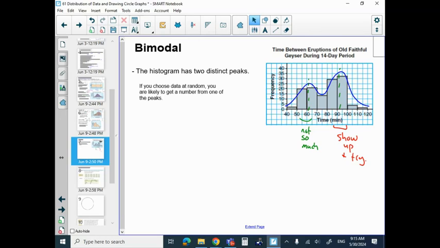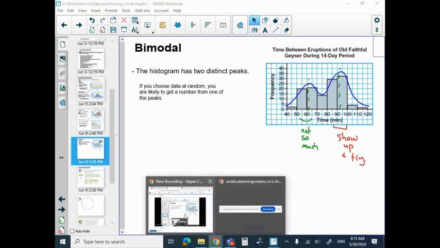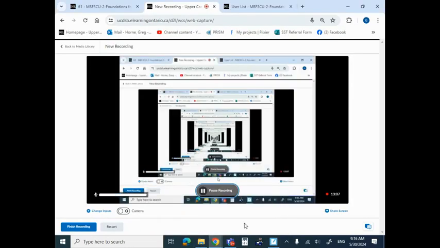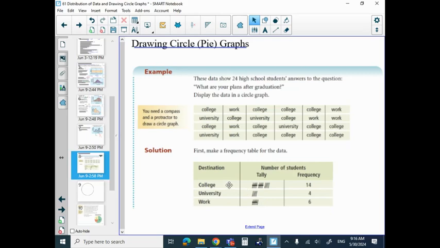Okay, let me pause the video quick here and align things for the next task. All right, here we go.